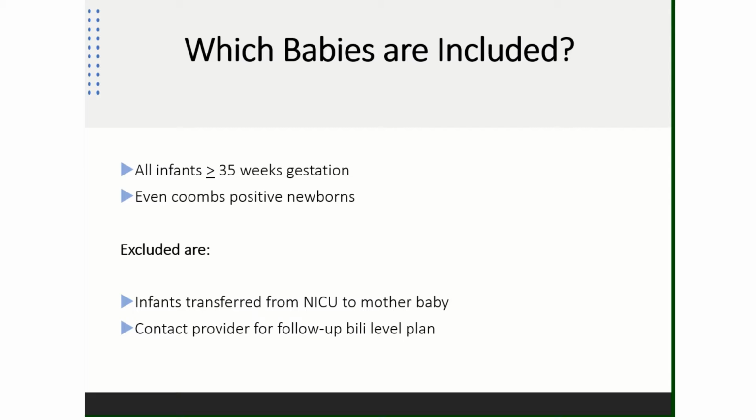So which babies are we including in transcutaneous Bili monitoring? All newborns greater than or equal to 35 weeks gestation, including Coombs positive newborns. The only newborns that may be excluded, depending on the physician's orders, are newborns that are transferred from the NICU to 11 Tower. Any newborn transferring from NICU would require a call to the physician to clarify the Bili level plan moving forward. Communication is key, and so is documenting that plan in the newborn's chart.